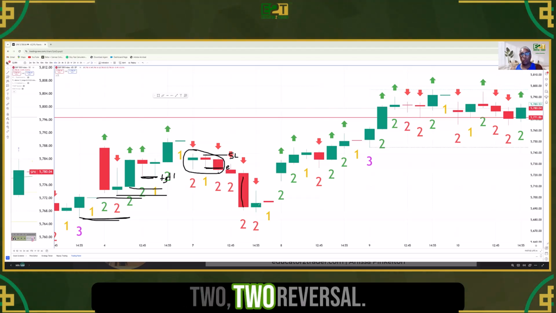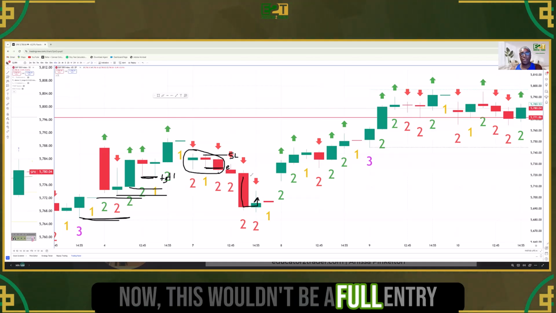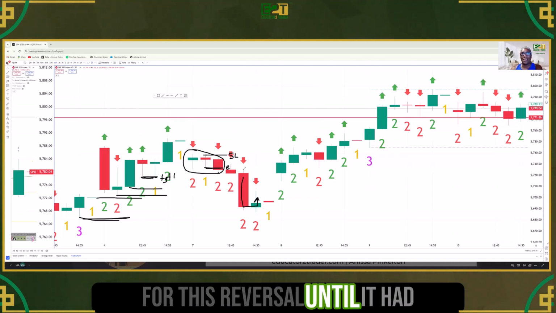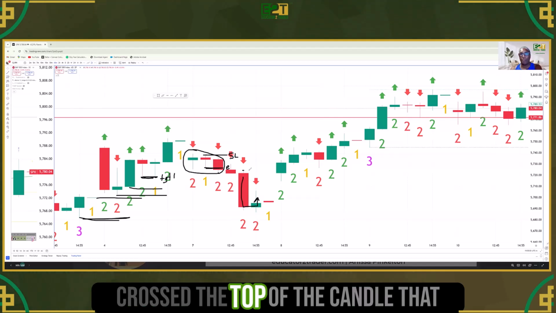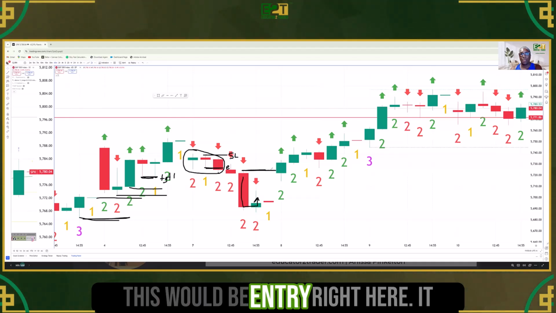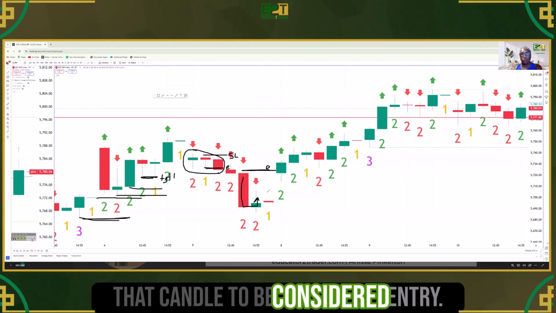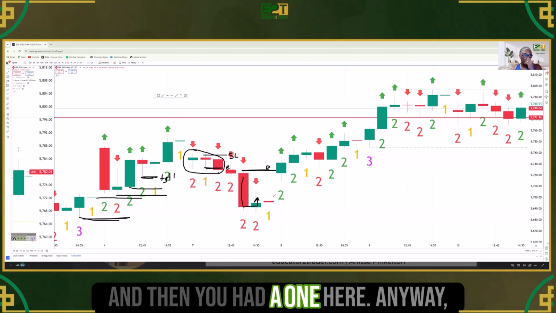2, 2, reversal. Now, this wouldn't be a full entry for this reversal until it had crossed the top of the candle that you did the reversal on. This would be entry right here. It needs to go back above that candle to be considered entry. And then you had a 1 here anyway.